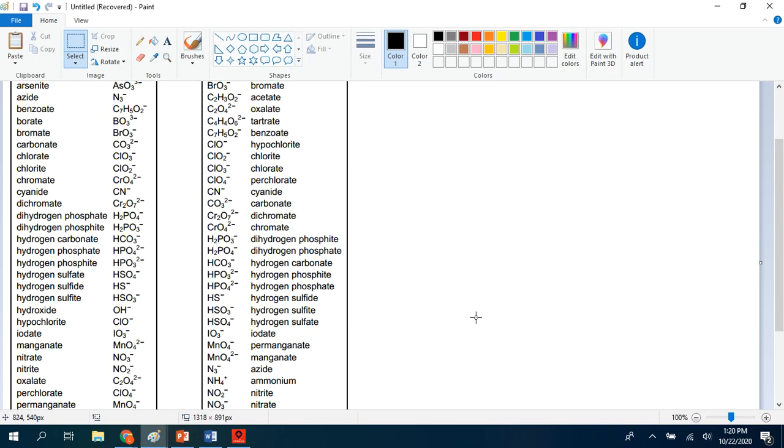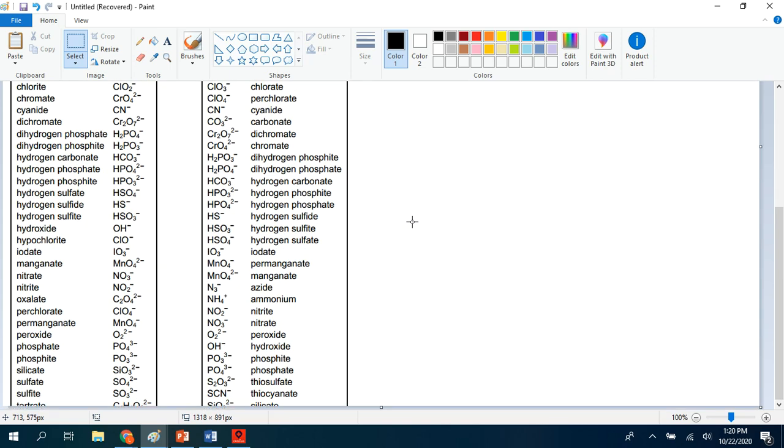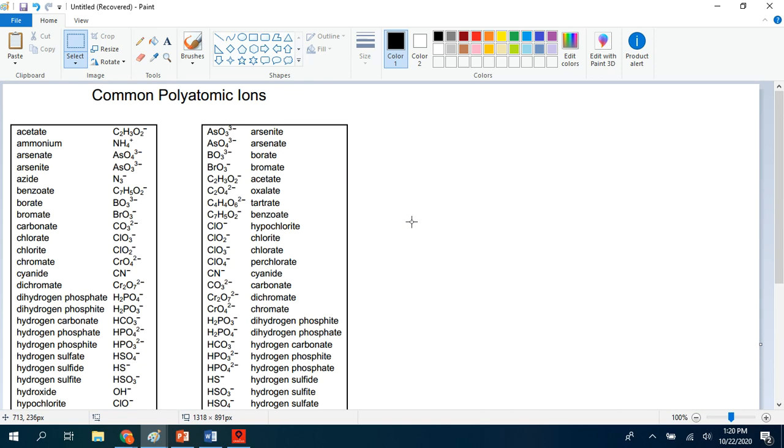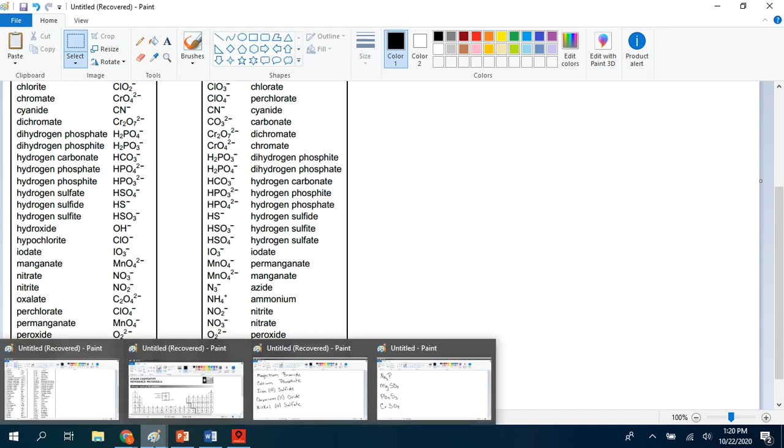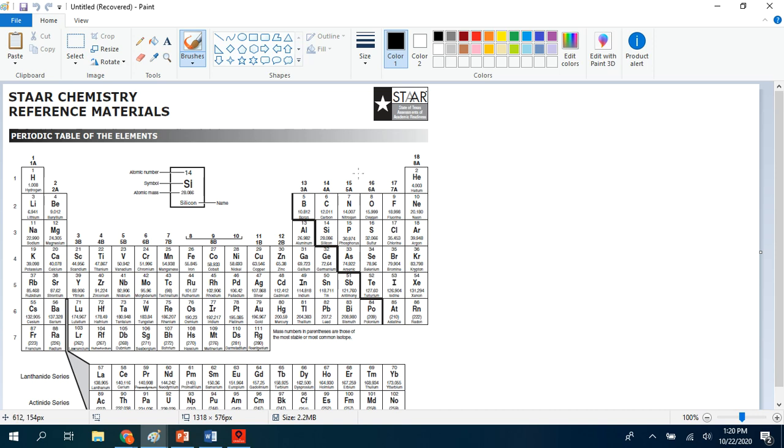Okay, whenever you're doing ionic compounds, you have to have this polyatomic ion sheet. You'll never be without it, all right? You're never going to have to memorize these. You'll always have access to the sheet so that you can look up these polyatomic ions, all right? So I'll talk more about these in just a minute. You're going to need your periodic table so that you can look all these up and their charges.